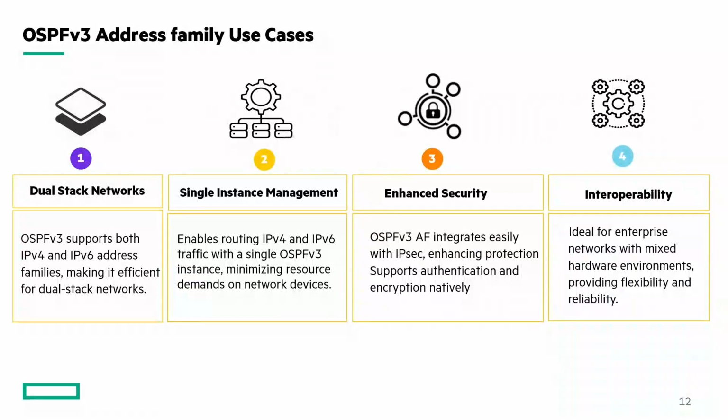So now let's look at what the actual use cases for OSPFv3 AFs are. The first is dual stack networks. As OSPFv3 AF supports both IPv4 and IPv6, this ensures efficient operations in dual stack environments. So the next use case is single instance management. A single OSPFv3 instance handles routing for both IPv4 and IPv6, reducing resource usage on network devices.